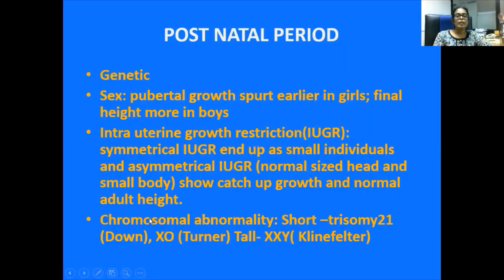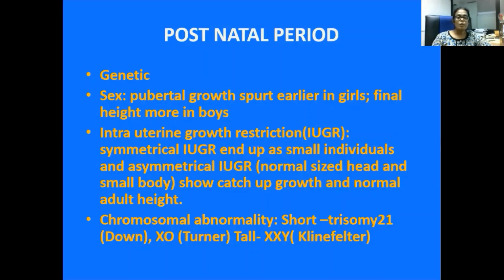If you take the postnatal period, genetics plays a role again, and sex and pubertal growth spurts. Then IUGR, as we discussed earlier: individuals who had an intrauterine growth restriction may end up as small individuals, right? And when we speak of IUGR, we speak of symmetrical and asymmetrical. You would remember these two terms. Symmetrical means the head and the body are both small, so that is the symmetry. Asymmetrical means the head growth is maintained and the body is small.